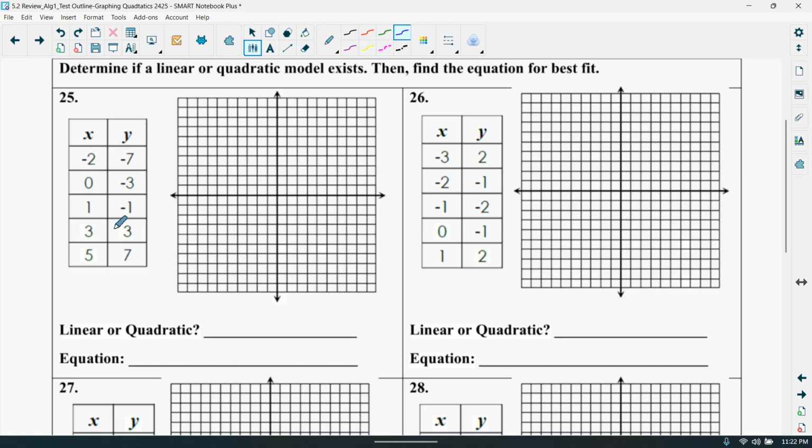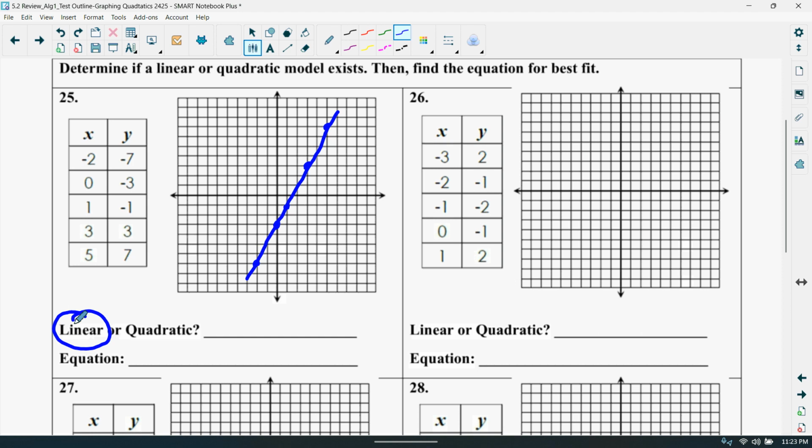So what you could do is just start plotting the points just to determine if it's linear or quadratic. So we have -2, so that's to the left 2, -7, that's down 7. Plot that point. We have 0, -3. Plot that point. We have 1, -1. Plot that point. We have 3, 3. And then we have 5, 7. Okay, so if I look and I draw a line through these points, I can see this is linear.